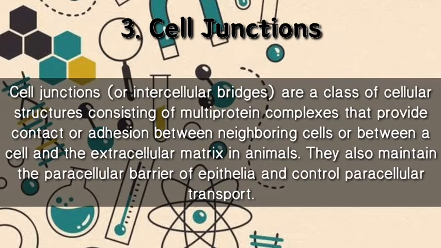Cell junctions are a class of cellular structures consisting of multi-protein complexes that provide contact or adhesion between neighboring cells or between a cell and an extracellular matrix in animals. They also maintain the paracellular barriers of epithelia and control paracellular transport.